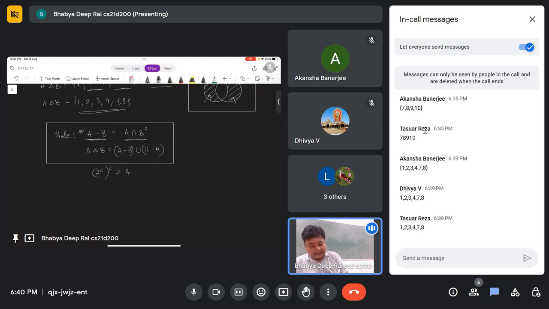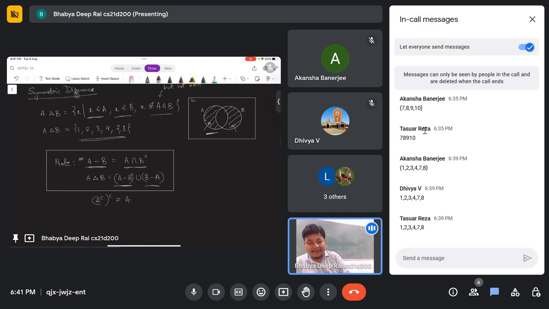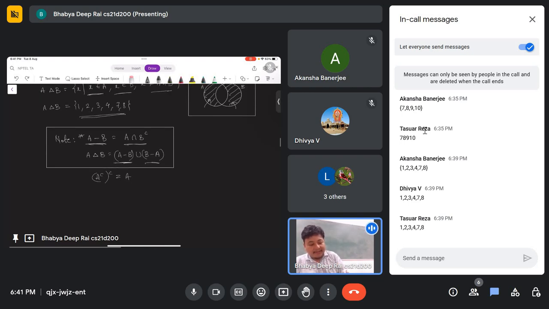The other thing is that symmetric difference can be represented this way: A minus B union B minus A. This is very clear from the Venn diagram. This is A minus B and this is B minus A, right? So just combine them using union and you have this symmetric difference. Another way to do it is A union B minus whatever is shared, A intersection B. I think it's mentioned in the lectures also.